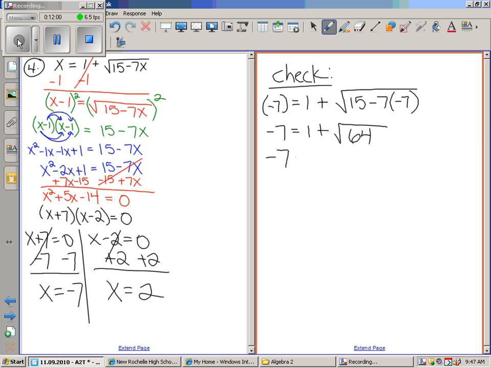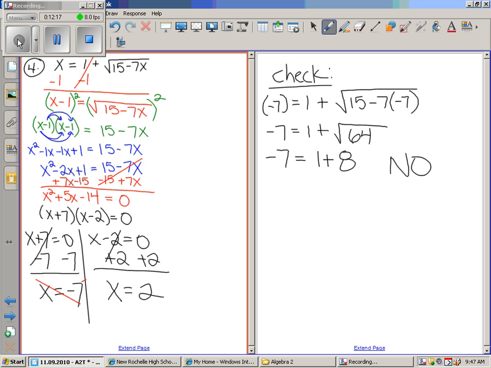And so we got negative 7 equals 1 plus 8. Is that true? Nope. And so we have to do to negative 7 what every girl in high school always did to me. We have to reject it.